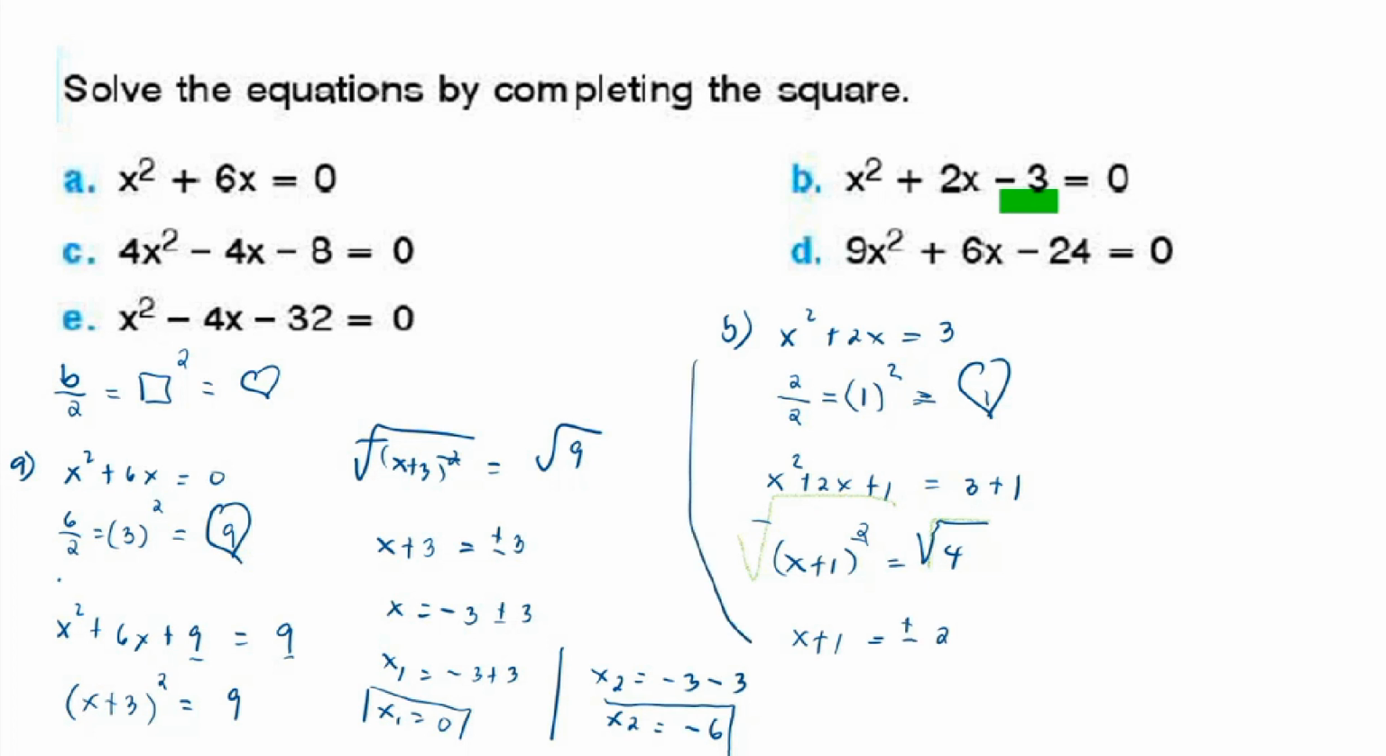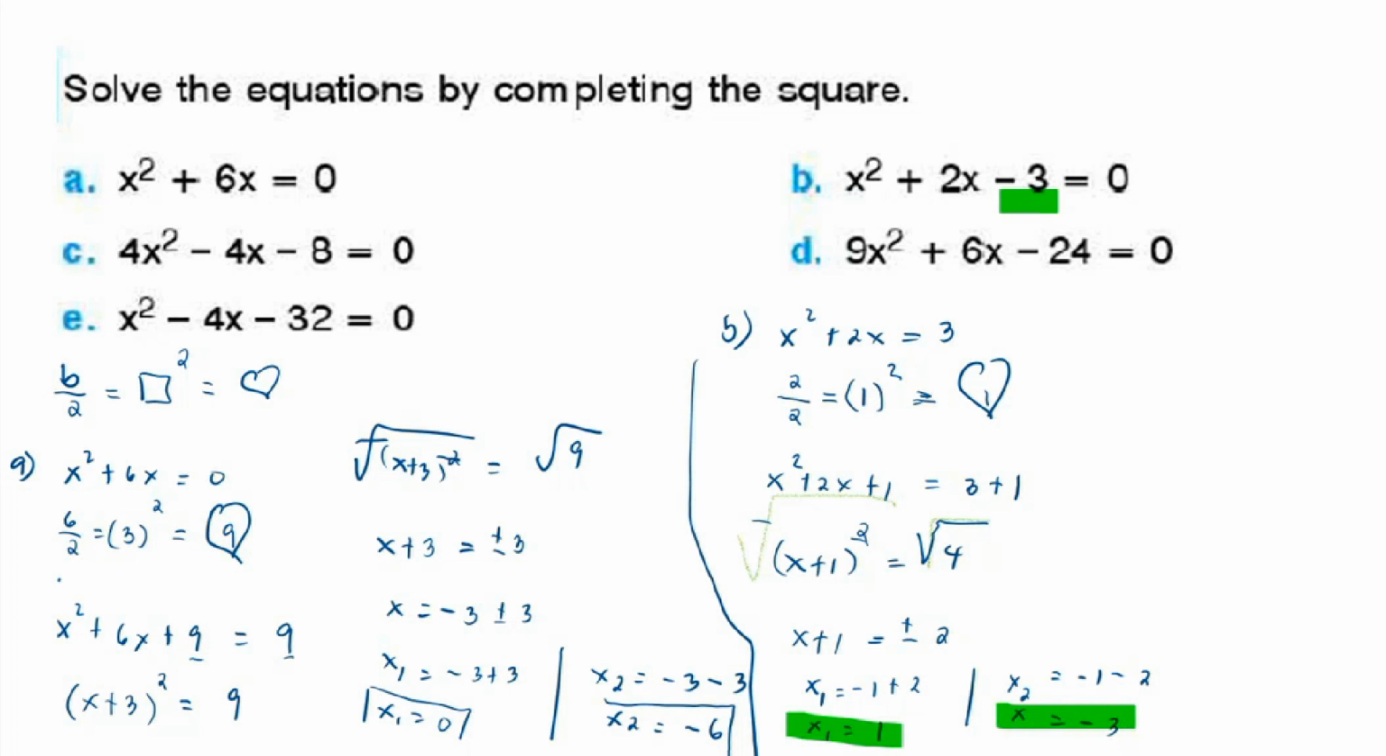So to solve for x, we have to transpose positive 1 to the right side. We have now x, I will write here x sub 1 equals negative 1 plus 2. So we have x sub 1 equals positive 1. And the x sub 2 will be negative 1 using the negative sign, so negative 1 minus 2. So x sub 2 now equals negative 3. So the two possible answers now are these: x equals 1 and x equals negative 3.